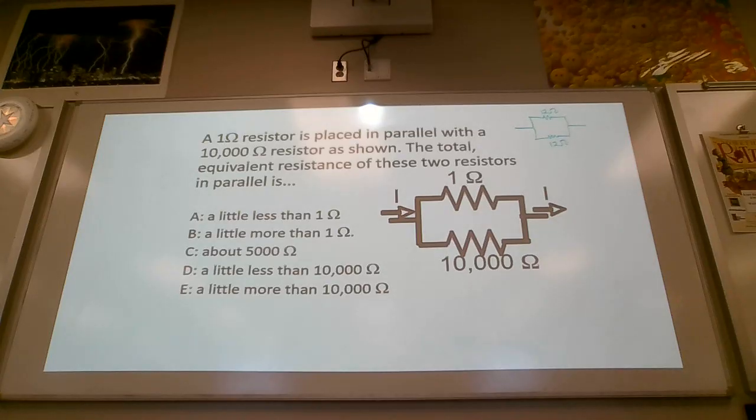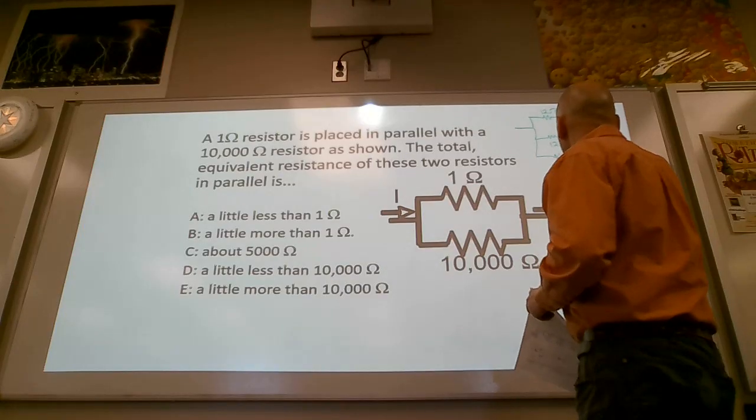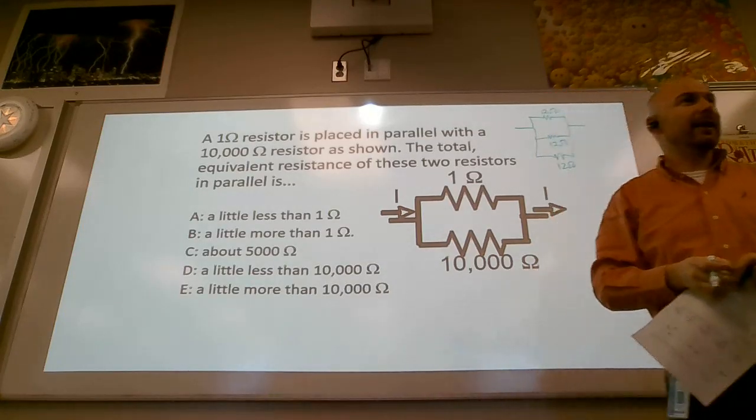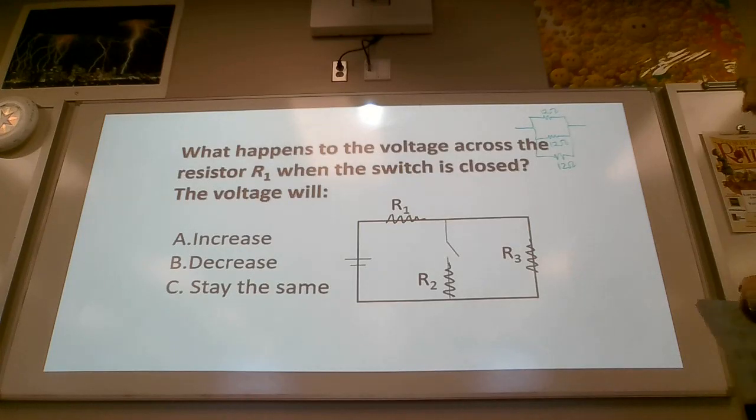If you have 3 that are identical, it's a third of that. 4, a fourth. This only works if it's identical. Good? Okay.